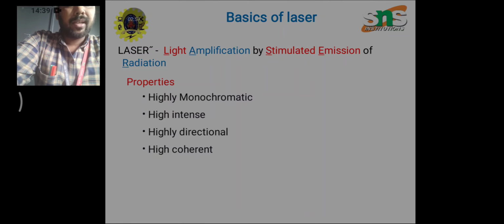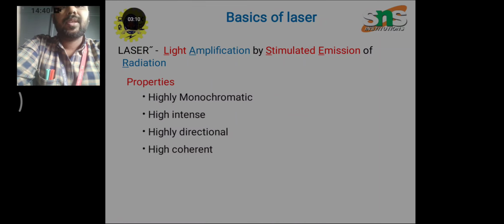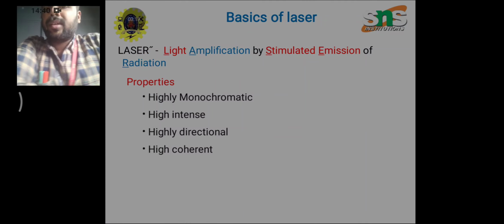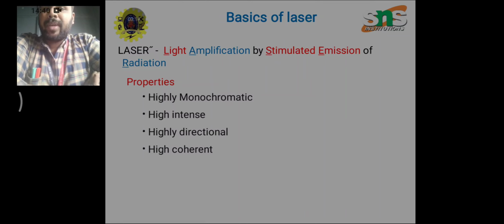And highly directional means the beam is well collimated, that means very parallel, and travels over long distances with very little spread. Ordinary light spreads in all directions. Its angular divergence is about 1 meter per meter, but the angular divergence of a laser is about 1 millimeter per meter. Hence laser light can be focused over a very long distance without divergence.